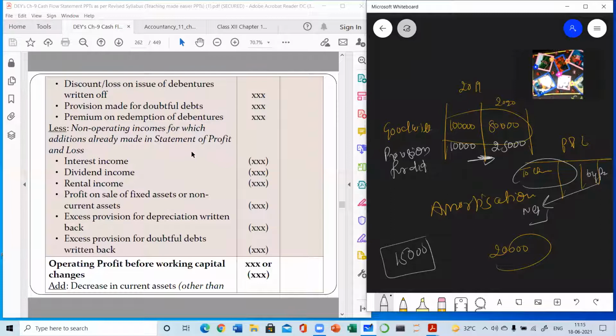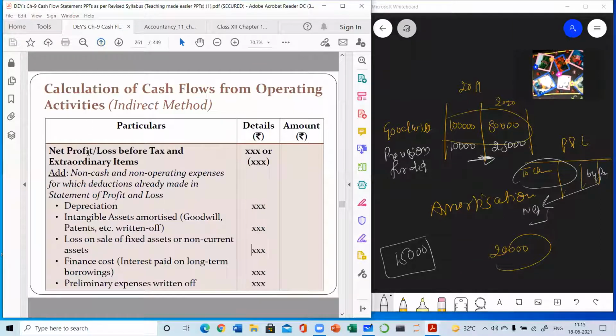Now it is not necessary that in every question all these terms will be given. Any 2, 3, 4 terms may be given in a single question. But this is the complete list of expenses. In this complete list, two types of expenses are included: non-cash and non-operating.